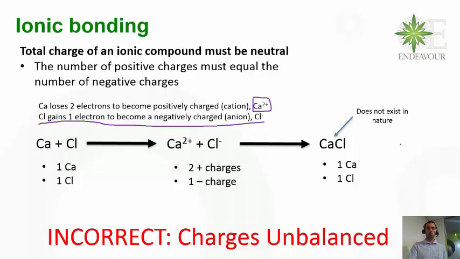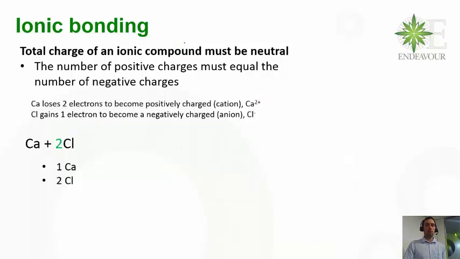Can anyone see any problem with having a calcium ion attached to a chloride ion in this way? It's because the charges are unbalanced. The calcium is contributing 2 positives and the chlorine is contributing a single negative charge. But remember, for an ionic compound to exist, it has to have an overall charge of 0, a neutral charge. So we need a way to balance the positive charges from the calcium using the chloride ion.